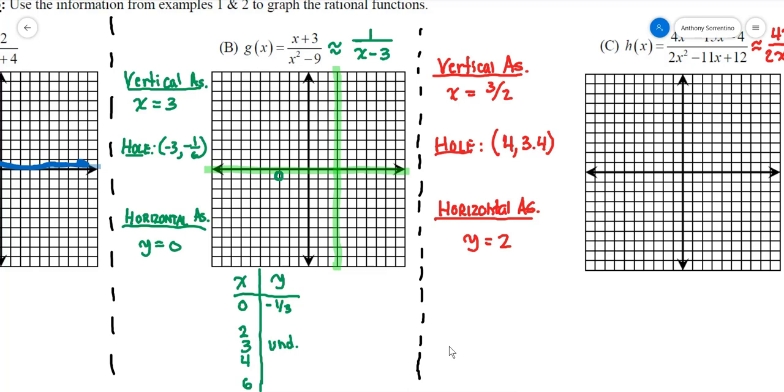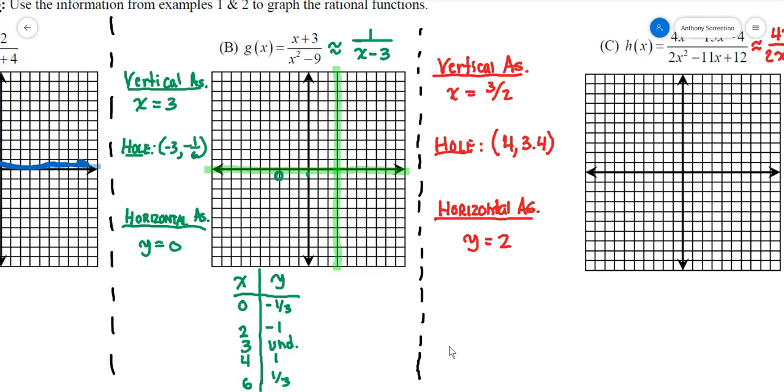And if you plug it into either the g of x the way it originally was or the simplified version, you get the same thing. This is going to be a -1. This is going to be a +1. This is going to be a 1/3. So I'm going to plot these points. 0, -1/3, we'll say is about here.